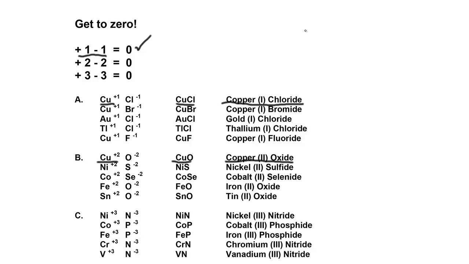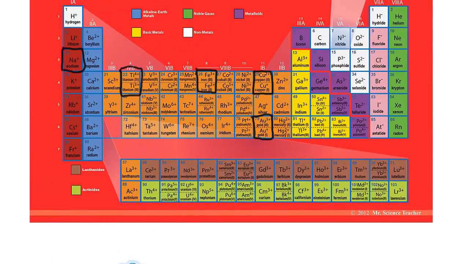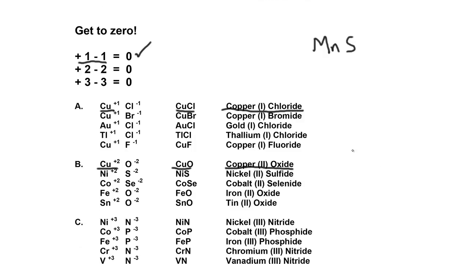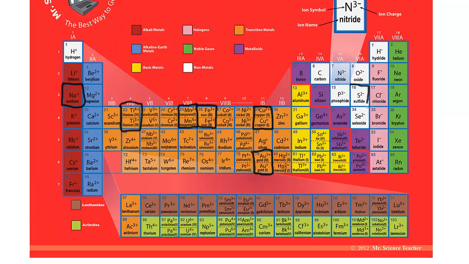So let's do another example. Let's say that I asked you to tell me the name of this compound. So how would you name it? Well, the first thing you would do is say, oh, Mn is manganese. So I grab my periodic table of ions and I go to manganese. Manganese can either be a +2 or a +4. So there's more than one in the box, so I have to use Roman numerals. And then what we have is sulfide. Sulfide is S, and if you forgot, sulfide has a -2 charge.